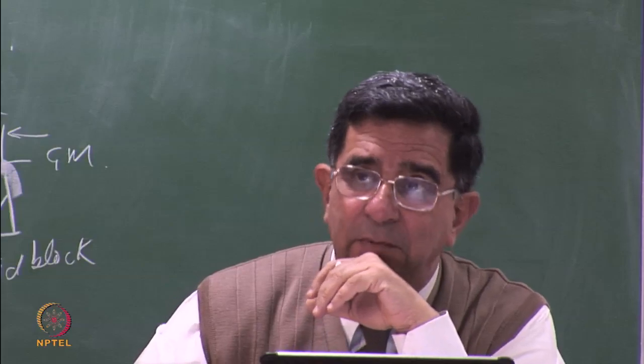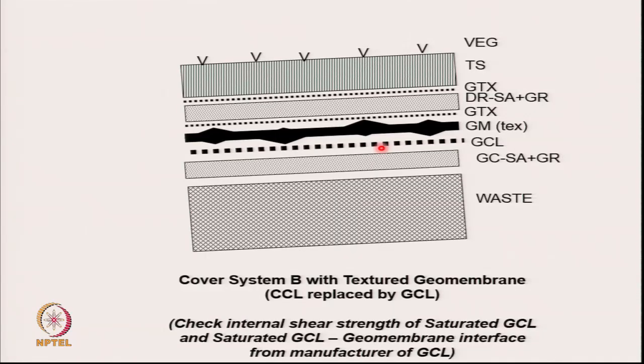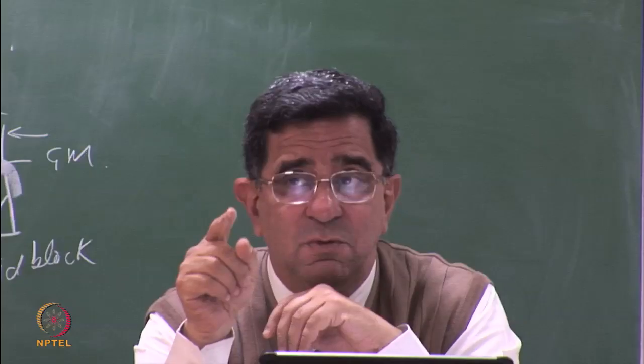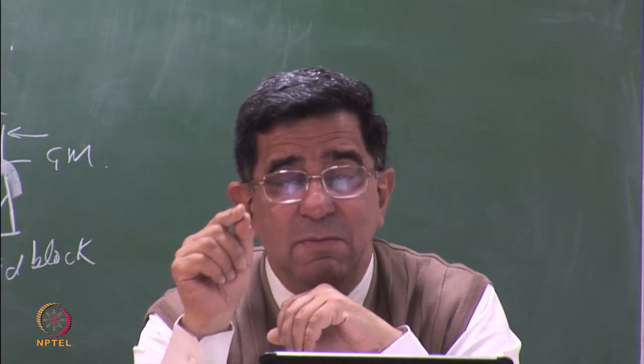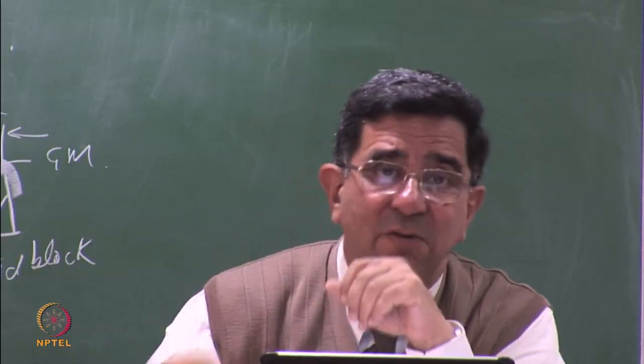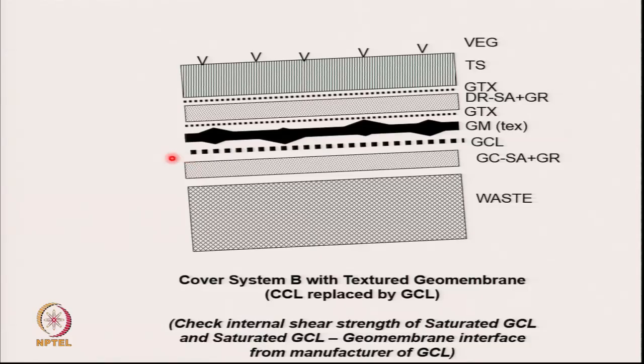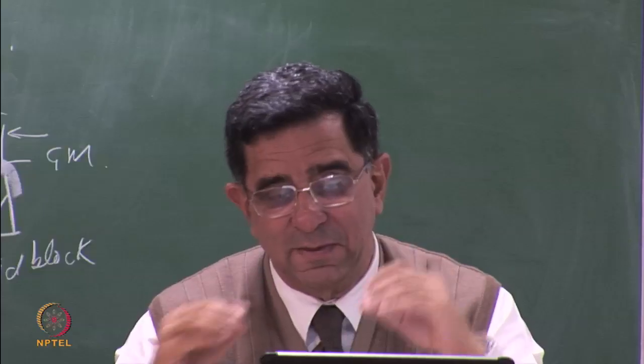Here there is another problem. We said that for clays the least phi dash comes when we have hydrated bentonite. It can be extremely low. So now see the situation. The GCL only works if it is hydrated, so the bentonite should be saturated.